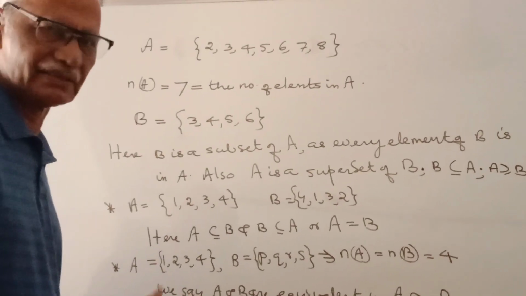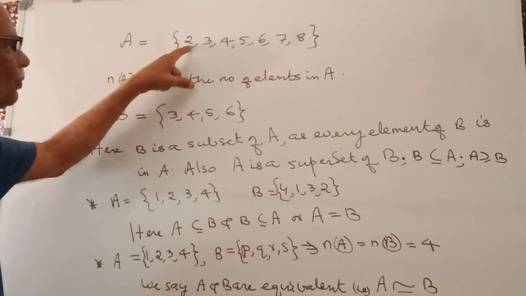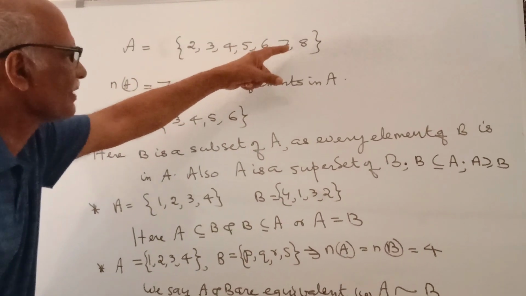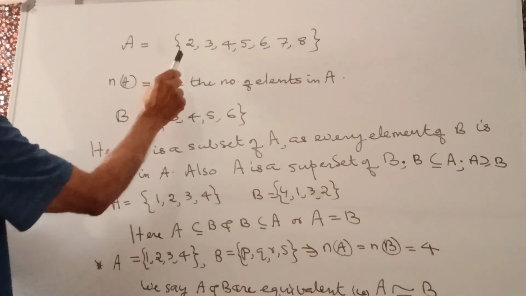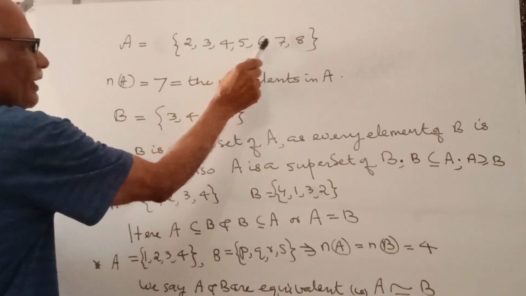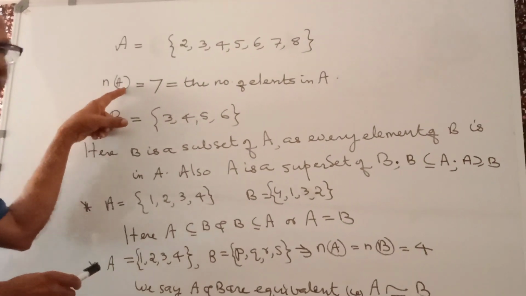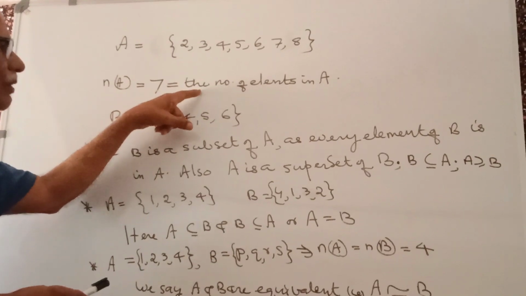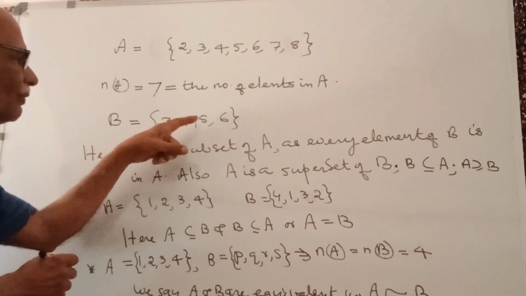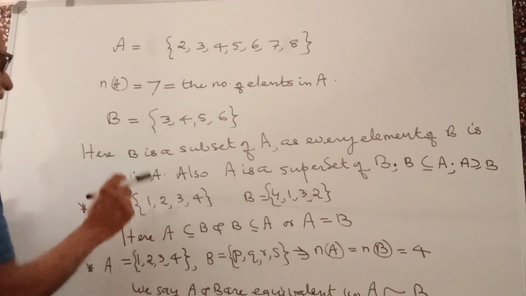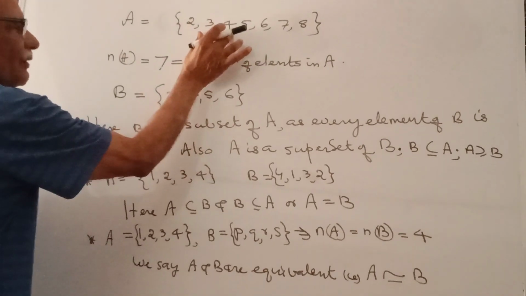We consider more examples. A is the set {2, 3, 4, 5, 6, 7, 8}. So we see there are 1, 2, 3, 4, 5, 6, 7 elements. So n(A) = 7 is the number of elements in A. Now we take B = {3, 4, 5, 6}. You can see B is a subset of A.